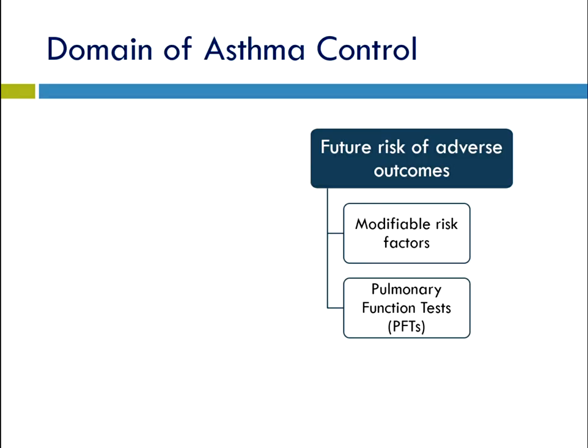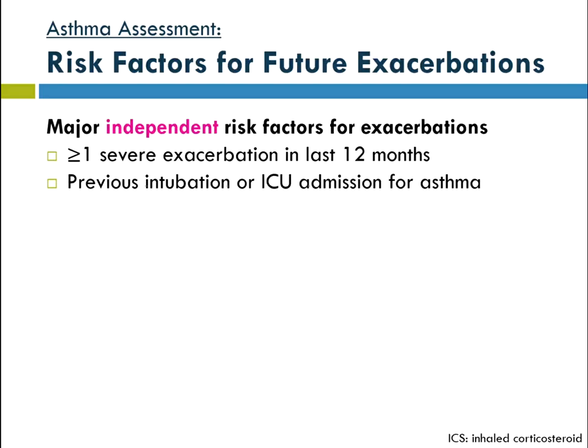Cool. So moving into future risk of adverse outcomes, thinking modifiable risk factors and PFTs. So let's start with the risk factors. Major independent risk factors for exacerbation, meaning either of these on their own with no other risk factors is a major risk factor. Okay? So in some disease states, you need 3 of these to be major, or 2 of these to be major. But here, either one of these is automatically considered a major risk factor. Okay. So more than one severe exacerbation in the past 12 months, or at least one, or being previously intubated or in the ICU for asthma.